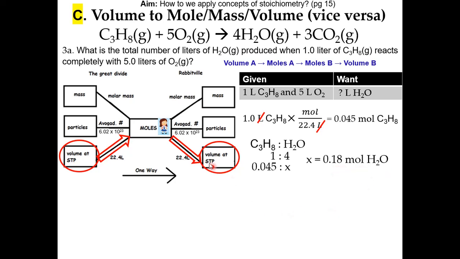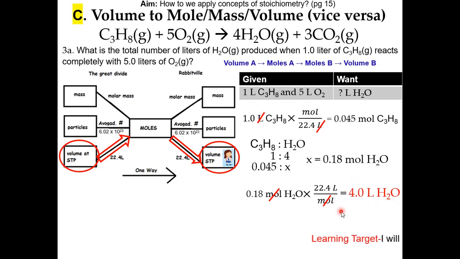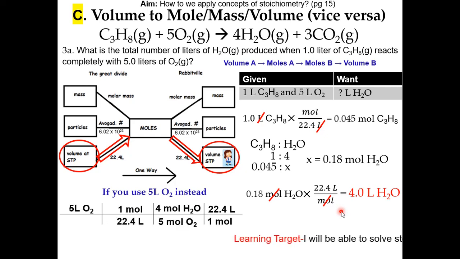The next step is to convert the moles of H2O to volume of H2O. To do that, we're going to multiply by 22.4, and we get 4 liters of H2O, and this is our final answer. You can get the same answer by using O2 instead. Here's the bridge method setup. If you multiply everything, you will get 4 liters of H2O.